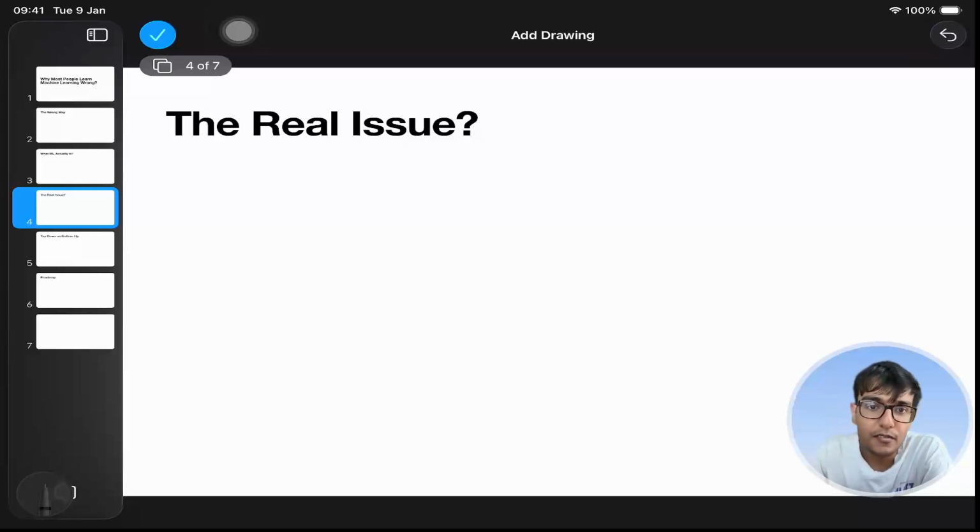So, what's the real issue? And here's where beginners, including me, went wrong. We mistake memorization for understanding. Just because the model performs well on trained data doesn't mean it actually learned something. Maybe it just memorized patterns. Real machine learning is about generalization, performing well on data the model has never seen before. And to understand why that works, you need foundations.